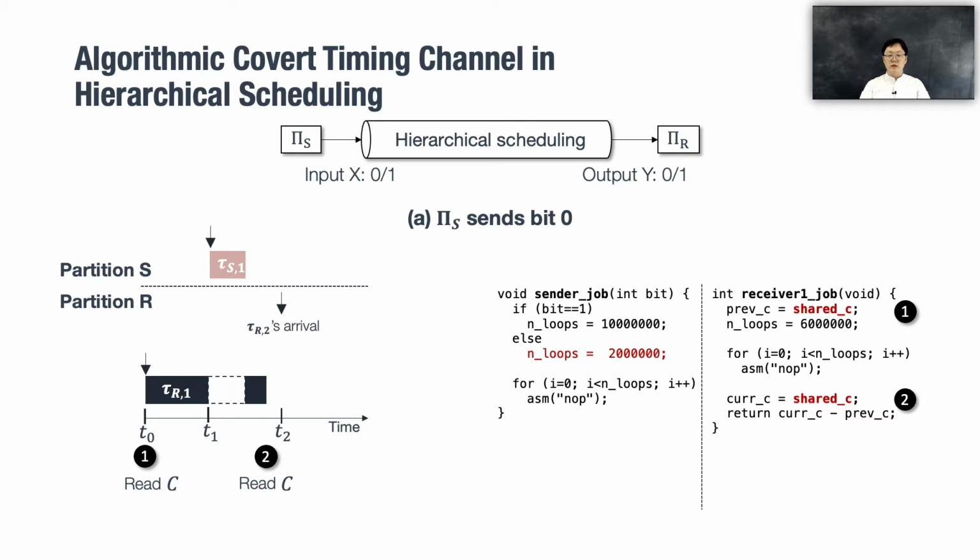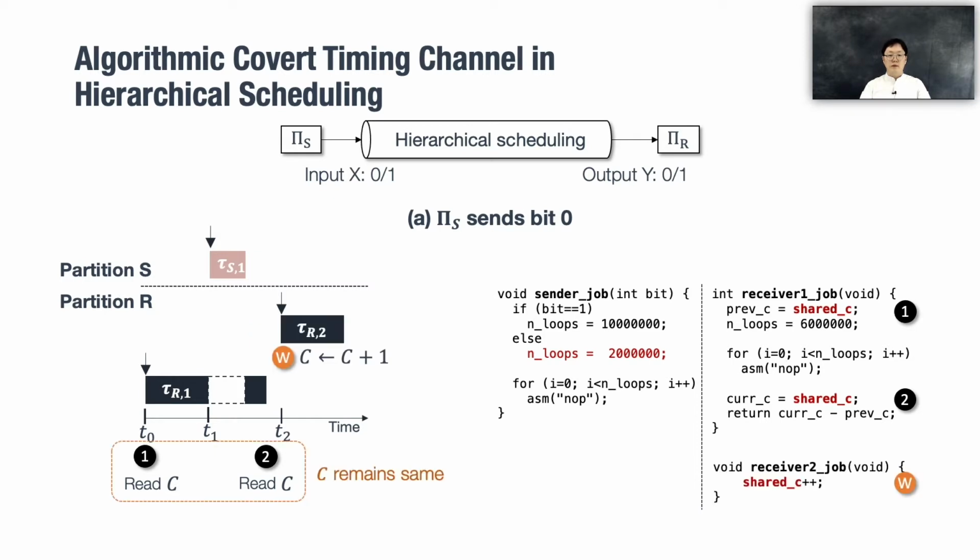Then the receiver partition takes the CPU, so task R1 resumes, and at the end of this execution, it reads the value of the counter again. At time t2, task R2 arrives, and its only job is to increment the counter variable by 1. But R1 has already finished, so R1 has read the counter value twice, but it remained the same.